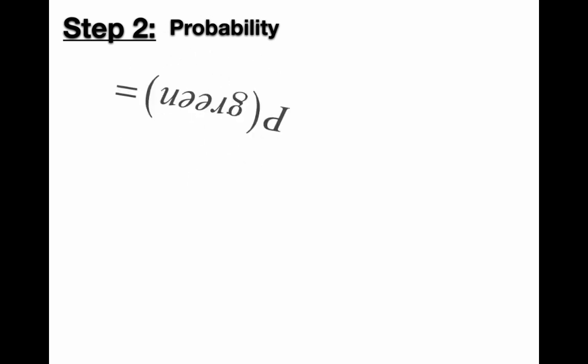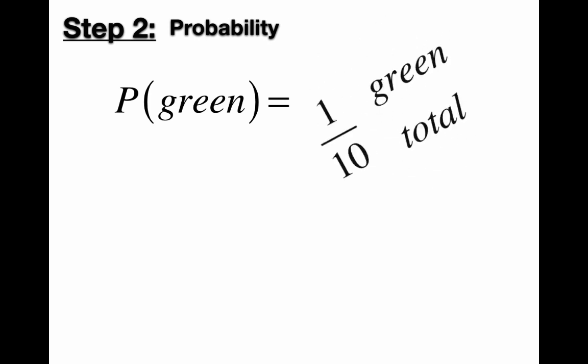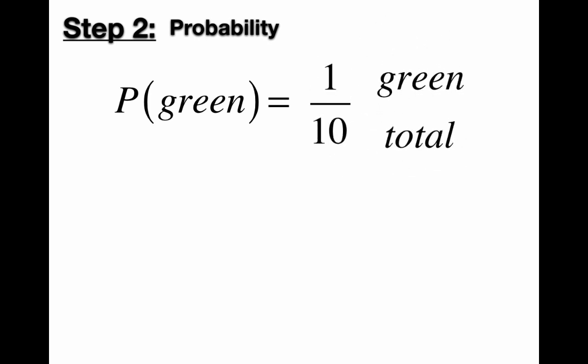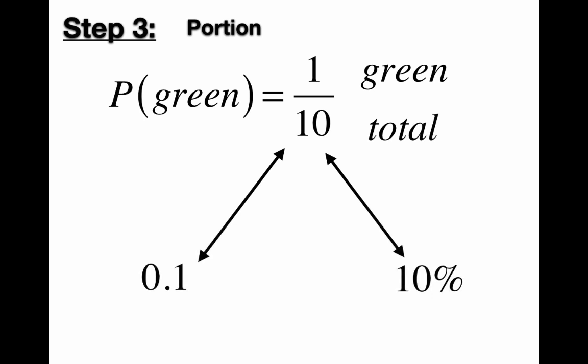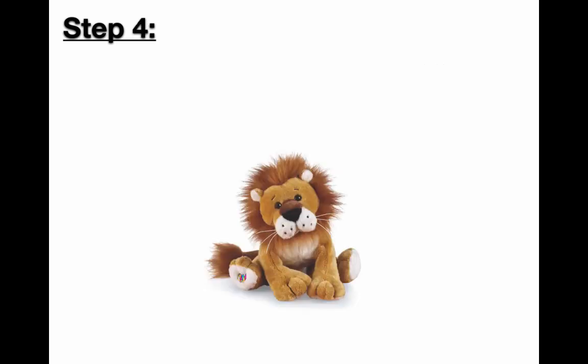So here is step 2. Step 2 is the probability piece of this. What's the probability of getting a green? What is her chance? Well, there's only 1 green out of 10 total fish, so she has a 1/10 possibility of winning. Now, 1 divided by 10 can be changed into a decimal and a percent, which I'm going to do right now. That's the same as 0.1, which is the same as 10%. So Mrs. Borst has a 10% chance of getting the green fish and winning the stuffed animal.